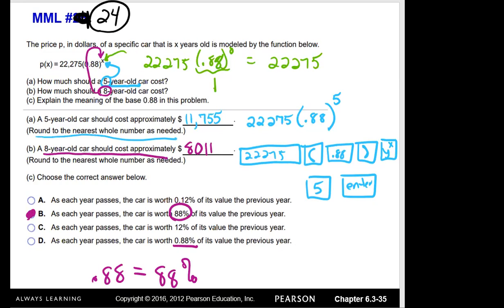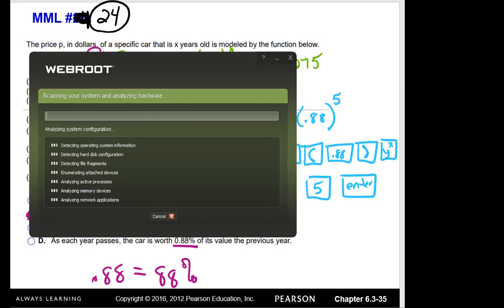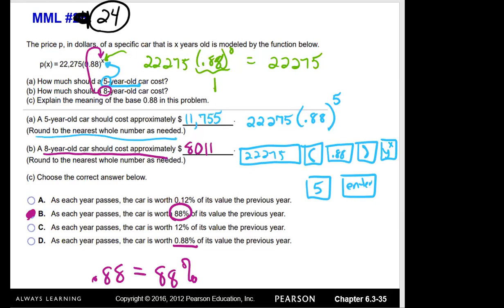So like the second you drive it off the lot, it's already lost 12% of its value. It's not worth 12%, it's lost 12%. So it's worth 88%. All right, so that takes care of 6.3.